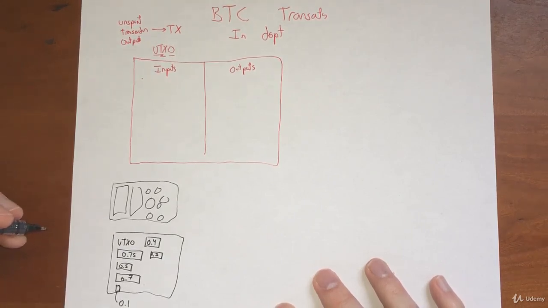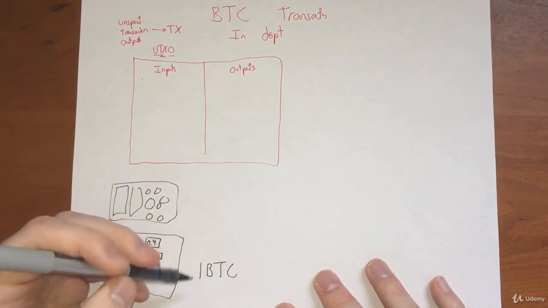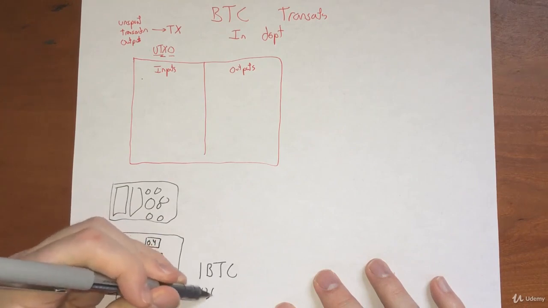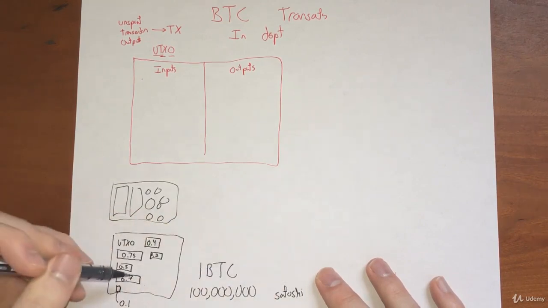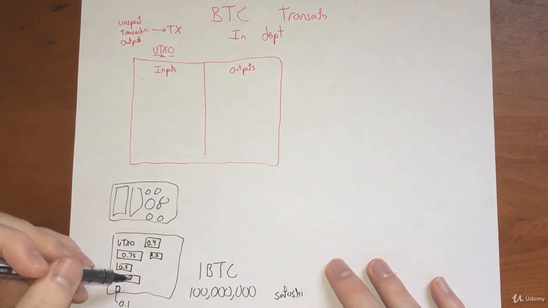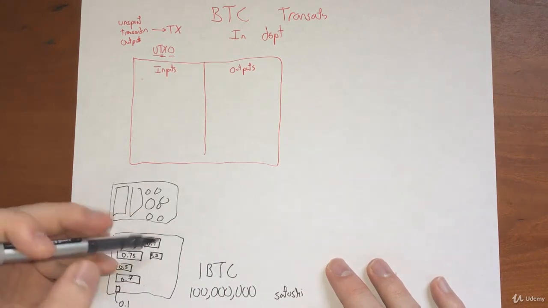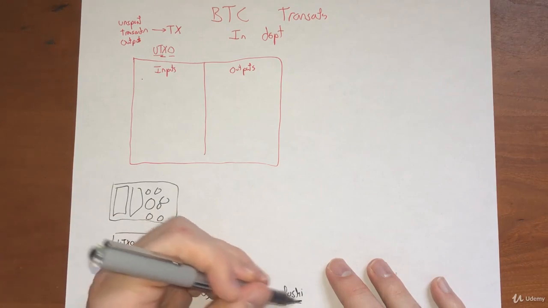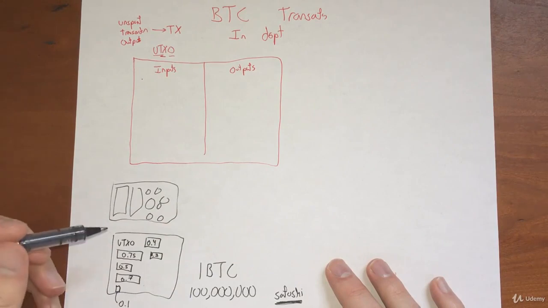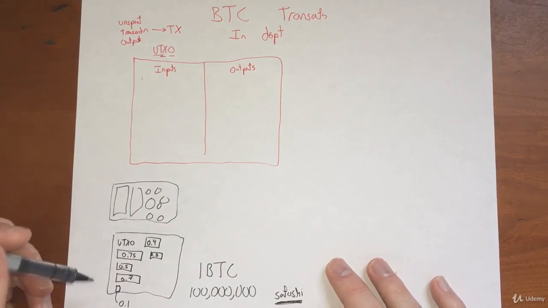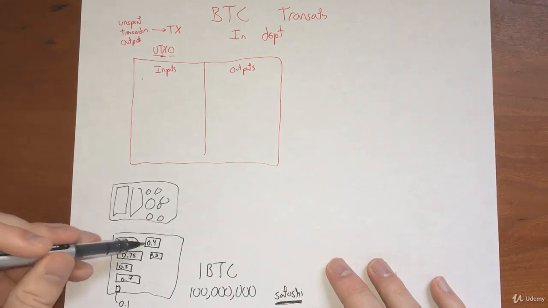And 1 Bitcoin is equivalent to 100 million Satoshi. Okay, so UTXO are actually expressed in Satoshis, but what most people pay attention to are Bitcoins. So UTXO is stored in your wallet in all these different chunks.